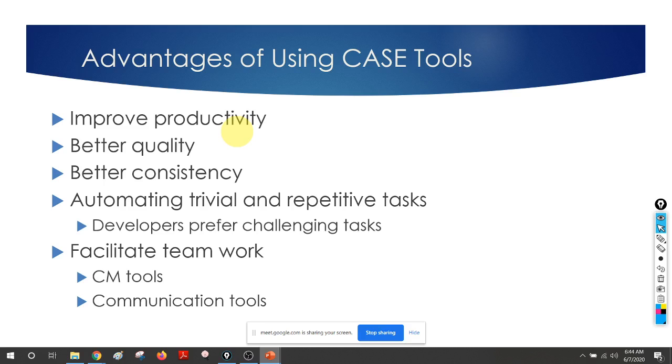So we can just concentrate on designing a new thing, coming up with a solution. Those are the interesting tasks that software engineers concentrate on when the trivial tasks are taken care of by the tools. Okay. Then of course tools are going to facilitate teamwork as well, right? Like the configuration management tools, as we already discussed, and also communication tools.